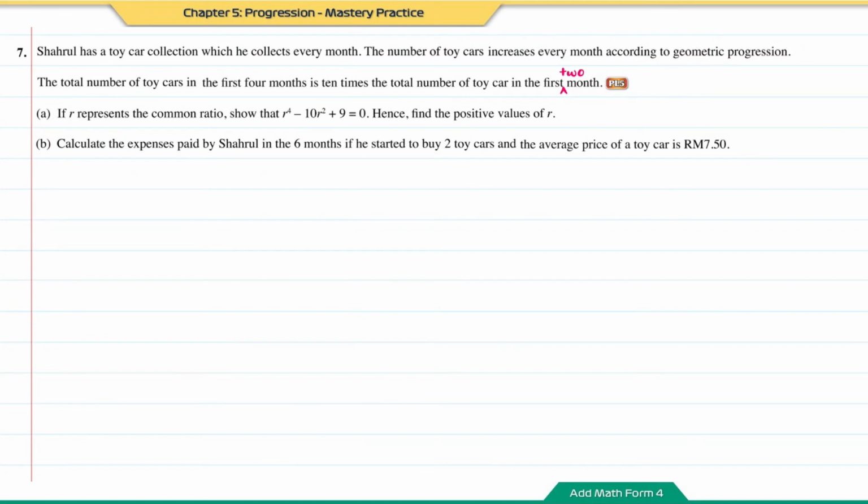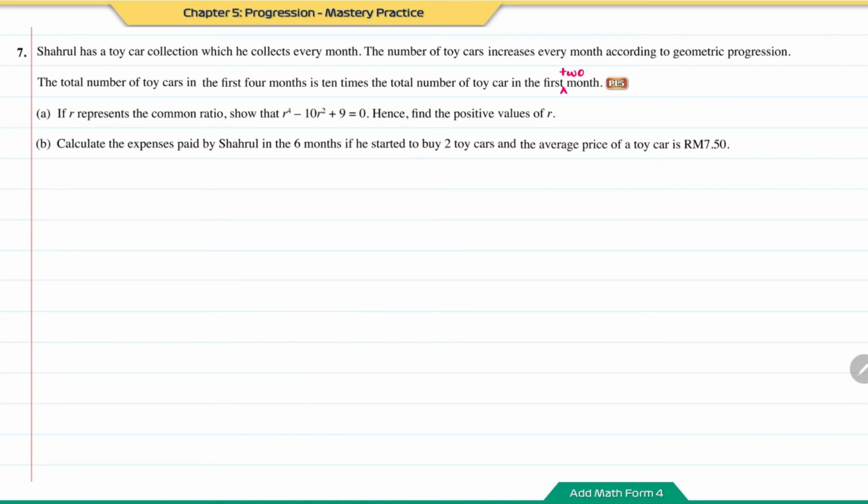Question number 7. Shahrul has a toy car collection which he collects every month. The number of toy cars increases every month according to a geometric progression. The total number of toy cars in the first 4 months is 10 times the total number of toy cars in the first 2 months. So there are missing words in the textbook there.